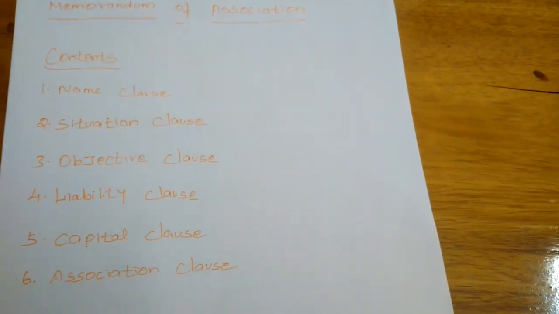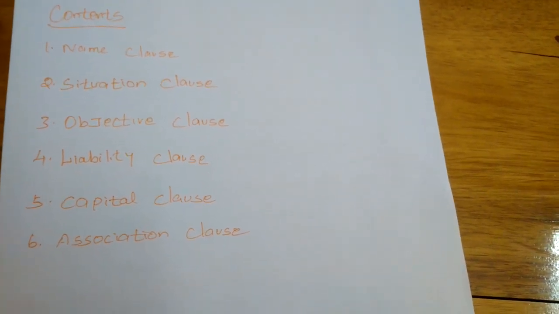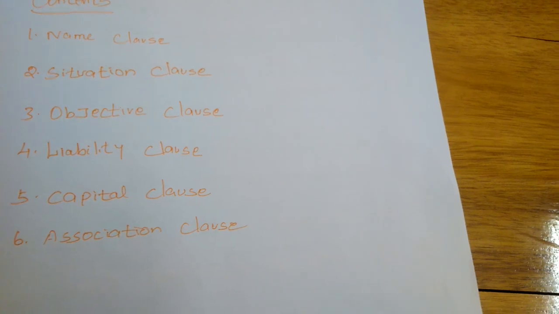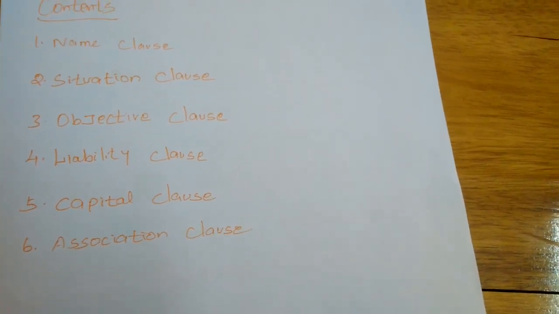So in this memorandum of association, there are 6 contents. The name clause, situation clause, objective clause, liability clause, capital clause, and association clause.